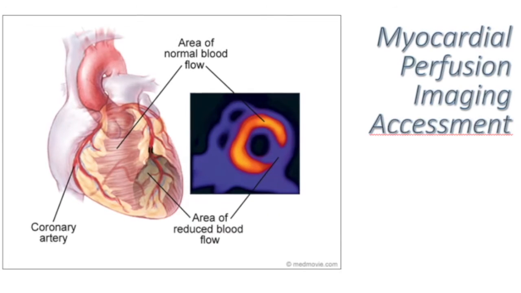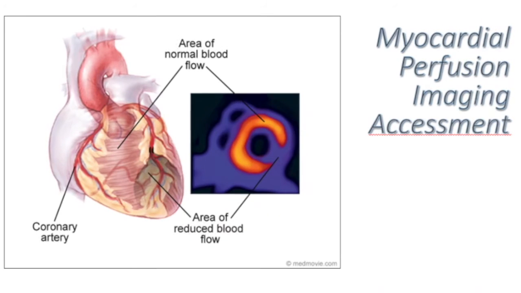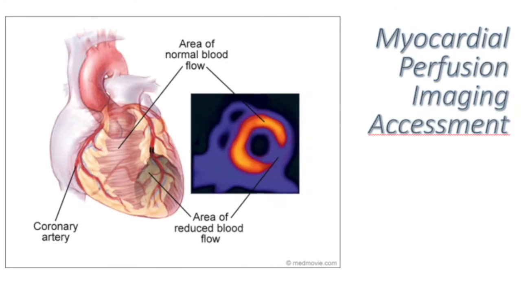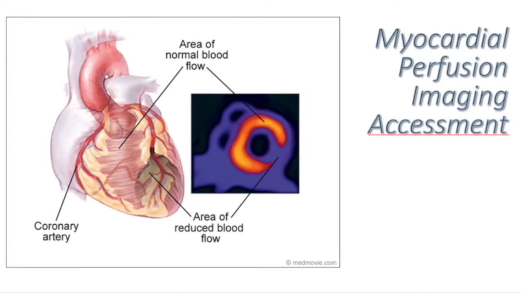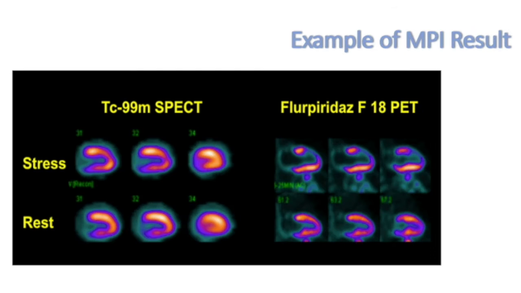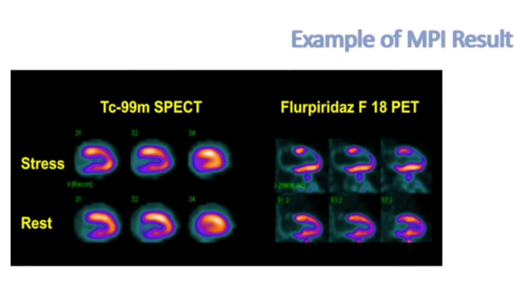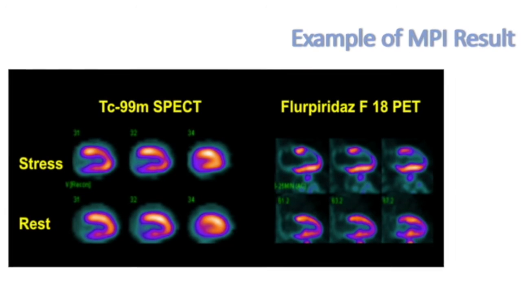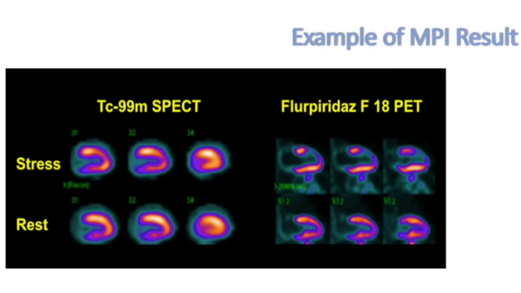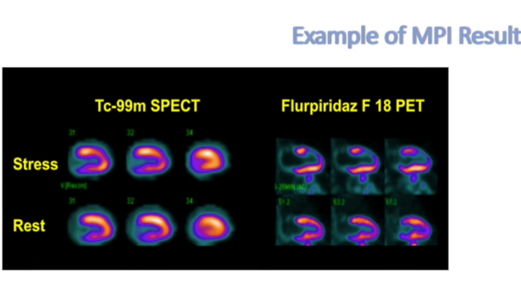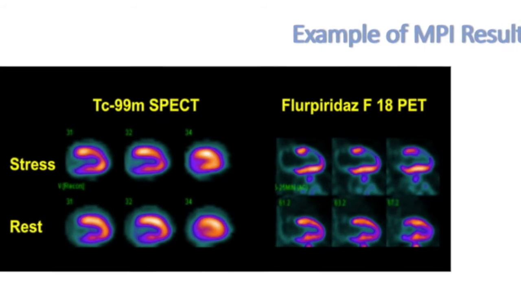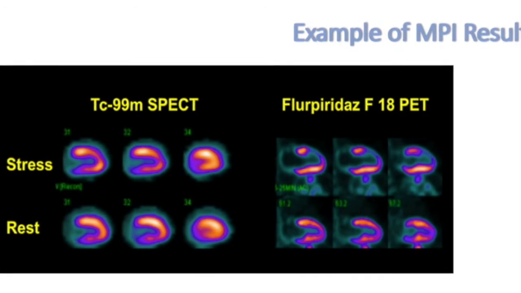In other words, this method is used to assess myocardial perfusion, which allows us to identify the area of the low perfusion. The image below shows the example of MPI result. As you can see, the upper row shows the result of the heart muscle under stress, and the lower row is showing the result of the heart muscle under stress.